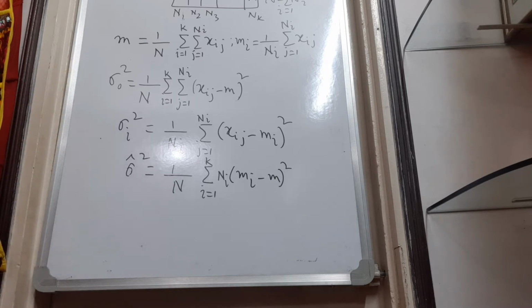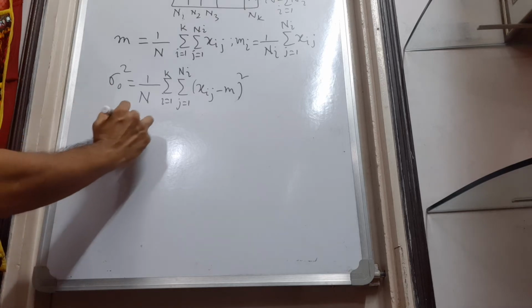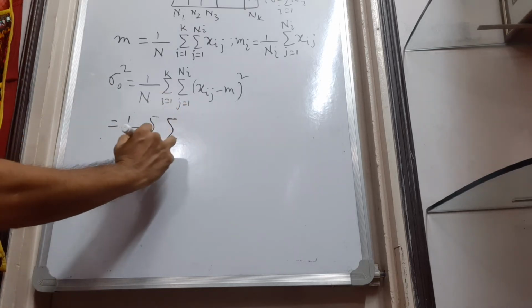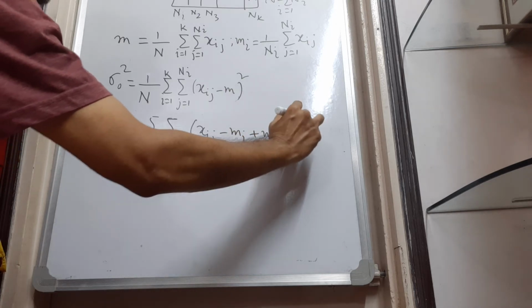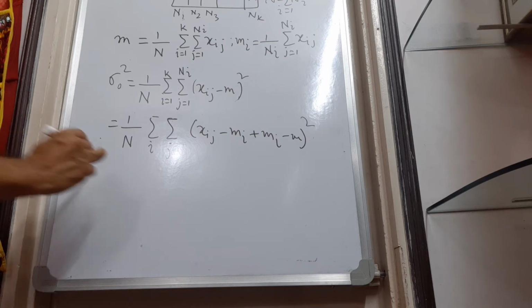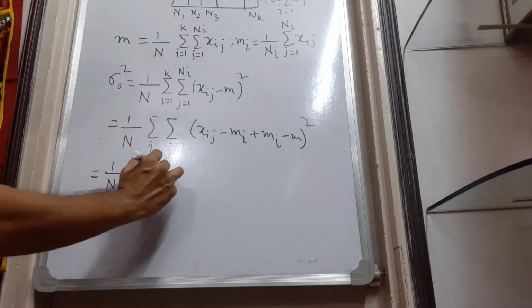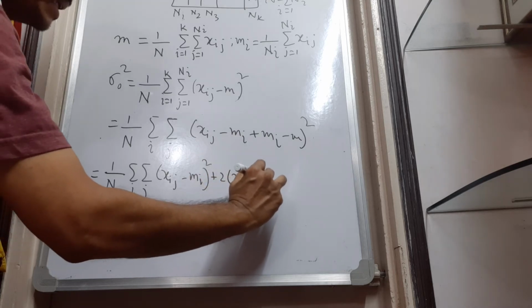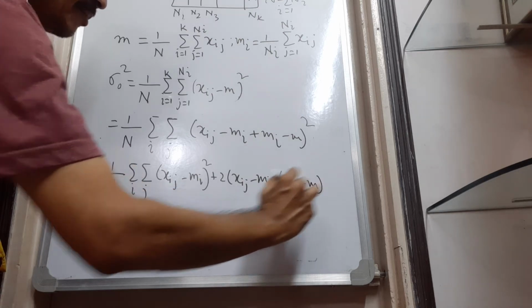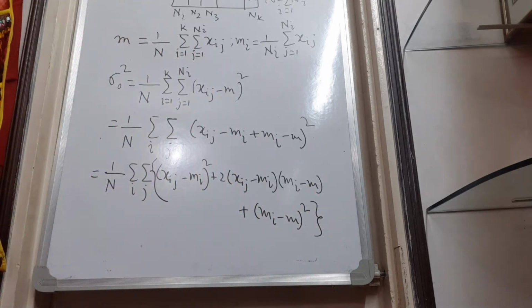So, you should remember these three things. Now, we will find a relation between sigma naught square, sigma_i square and sigma cap square. This is very easy. Note that this can be written as the sum over i and j of (x_ij minus M_i plus M_i minus M) whole square, which is 1 by N double summation over i then over j of (x_ij minus M_i) whole square plus 2 into (x_ij minus M_i) into (M_i minus M) plus (M_i minus M) whole square, using the a plus b whole square formula.